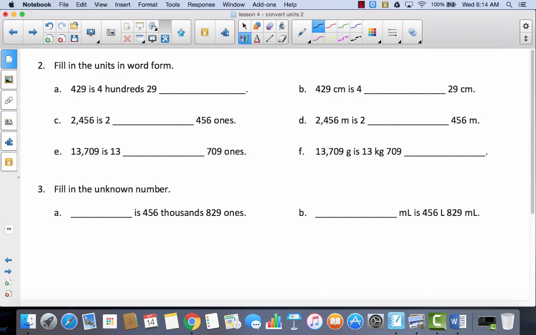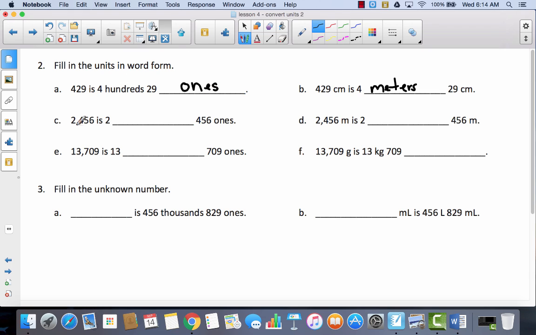All right, so let's try to fill in these units in word form. So 429. In this number 429, we have 4 hundreds and 29 what? 29 ones. That's similar to 429 centimeters. And in 429 centimeters, we have 4 meters and 29 centimeters. See how they are related? Because there's 100 centimeters in a meter, you can think of the centimeters as ones and the meters as hundreds.